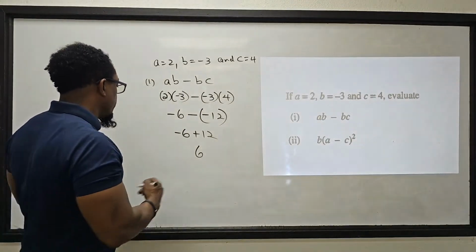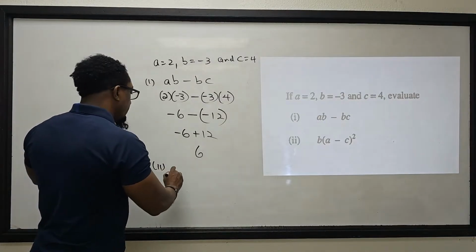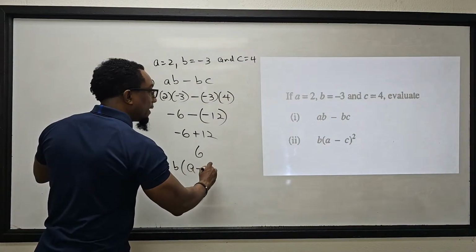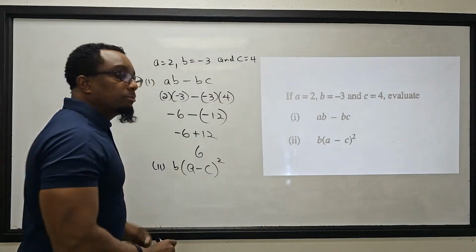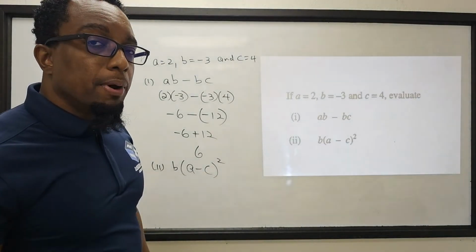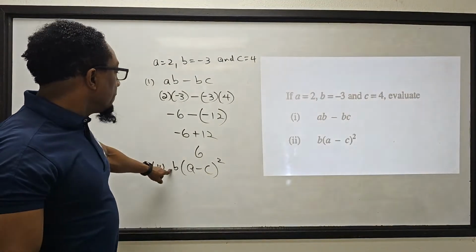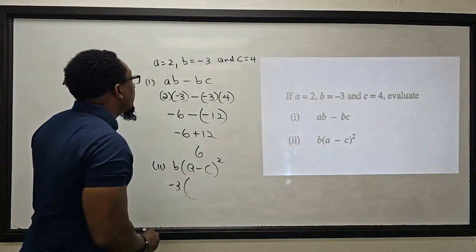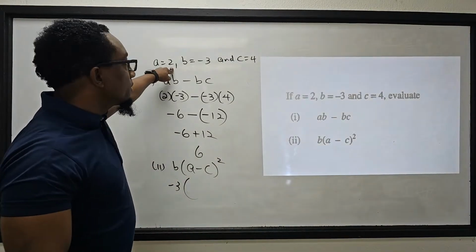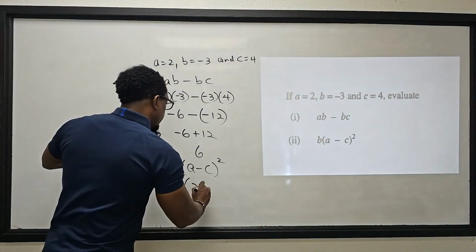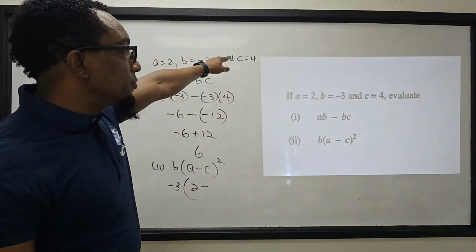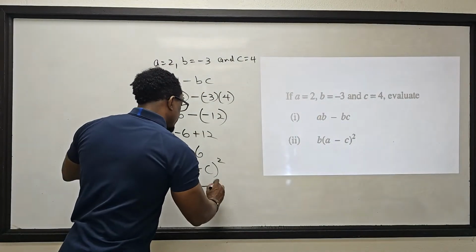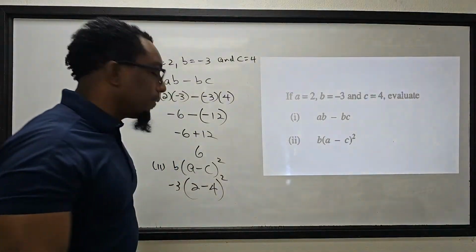Let's look at part 2. We have B into A subtract C, and A subtract C is in brackets raised to a power of 2. I'm going to replace B with -3. Open brackets, I'm going to replace A with 2. Subtract, I'm going to replace C with 4. Close brackets, raise to the power of 2.